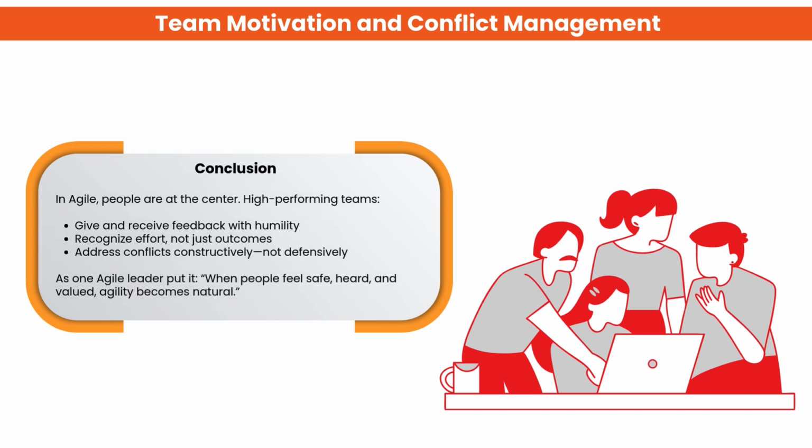This slide wraps up the core idea that Agile is people-centric. High-performing teams succeed when they openly share feedback, appreciate effort, and handle conflicts constructively. When people feel safe, heard, and valued, agility becomes natural and performance improves automatically.